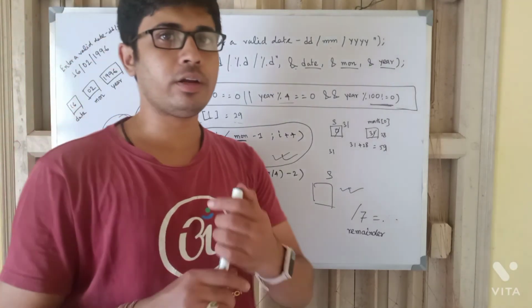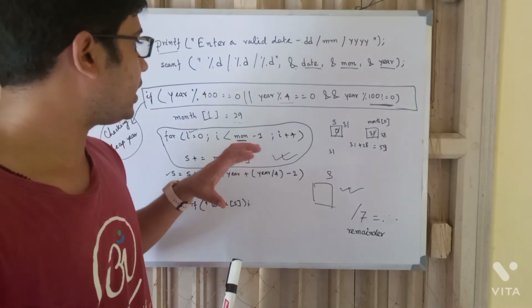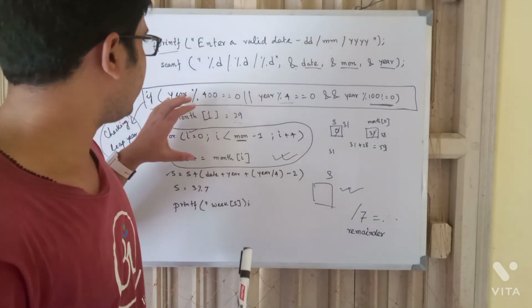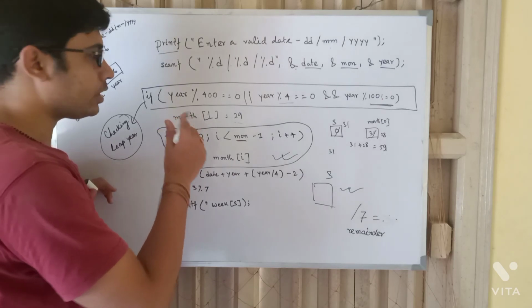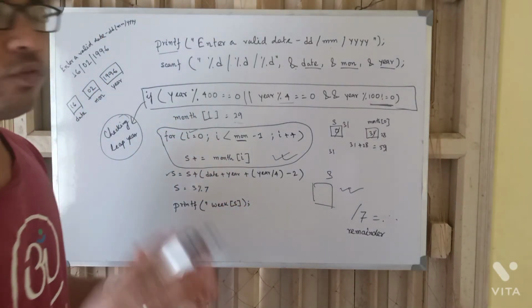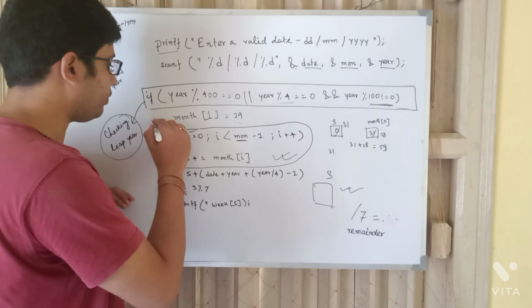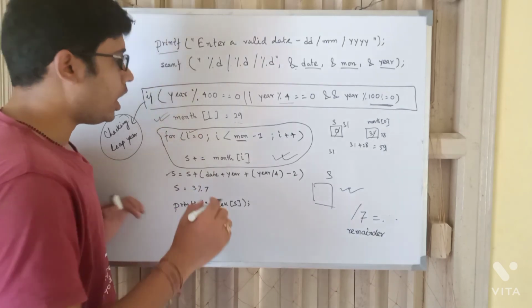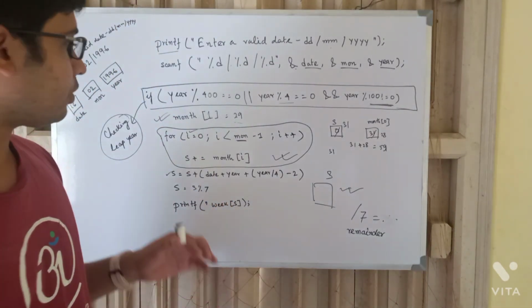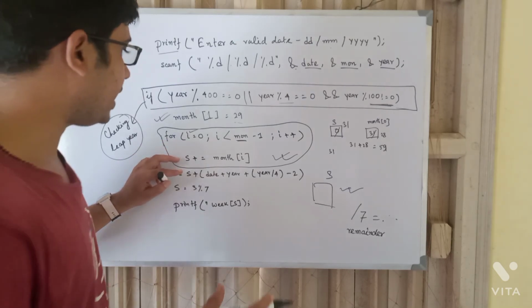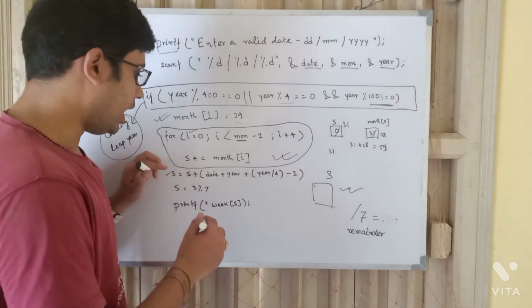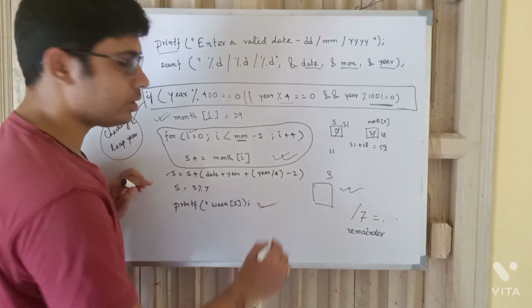After that what we have done? We have done the entire logic here. But first we are checking the leap year. Then in the logic part, first we check whether the year is leap or not. In the next part we take the addition of the months and print it.